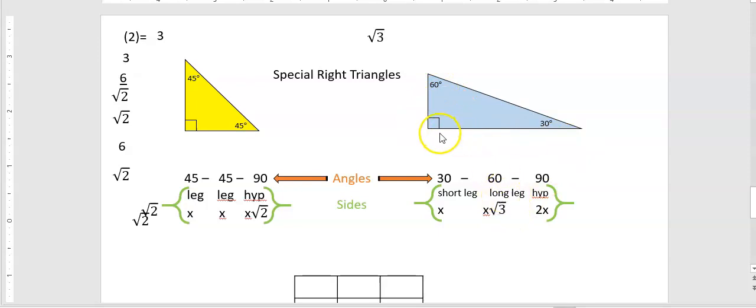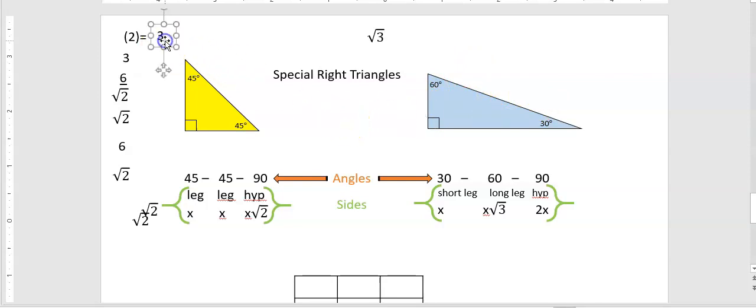Okay, now the long leg is not the longest side of the triangle. The hypotenuse is always the longest side. So short leg, long leg, hypotenuse. Look at the formula. It says x, x times square root of 3, and 2x. So the easiest thing to think about is the x and the 2x. This leg and the hypotenuse on a 30, 60, 90 always have a relationship of the hypotenuse is twice as big as the short. So that's an easy thing to always remember.